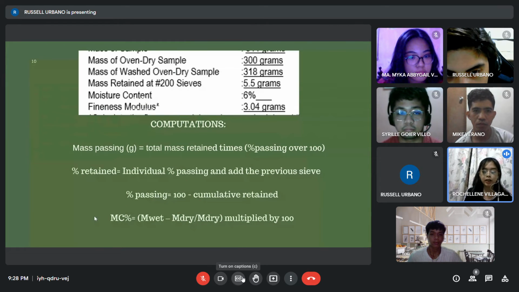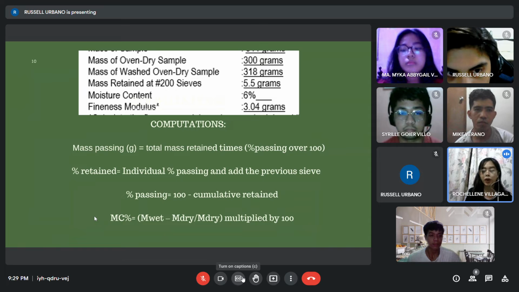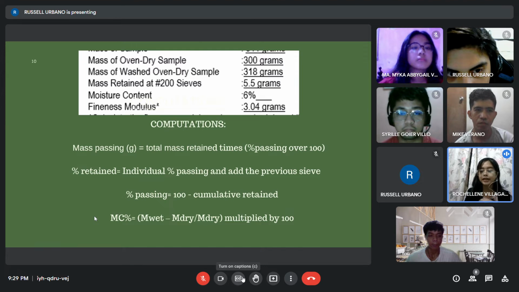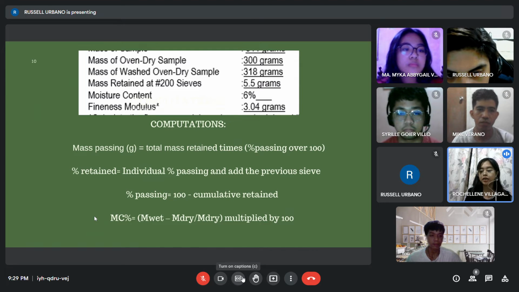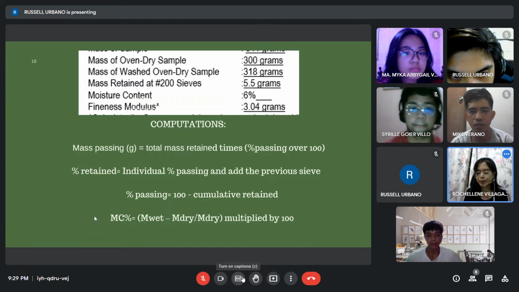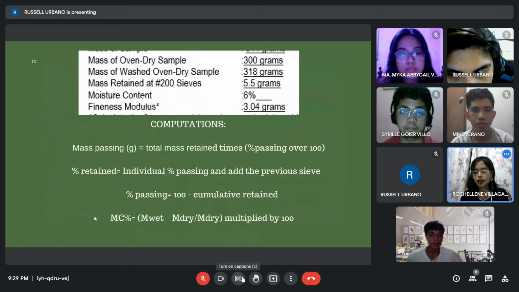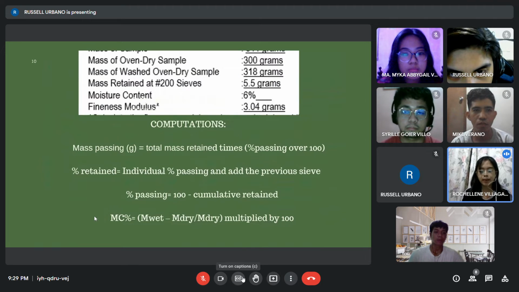Mass of sample, mass of oven dry sample, mass of wash oven dry sample, mass retained at 200 sieve, moisture content, fineness modulus, and the computation I said earlier to get the data on the table that we've seen already. Mass of oven dry sample is lower compared to the mass of sample, and the mass of wash oven dry sample is higher compared to the two, which is 318 grams.